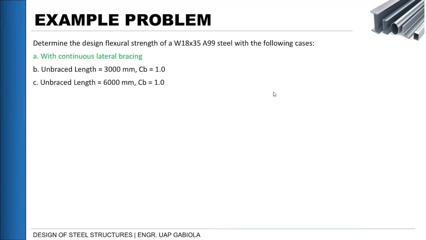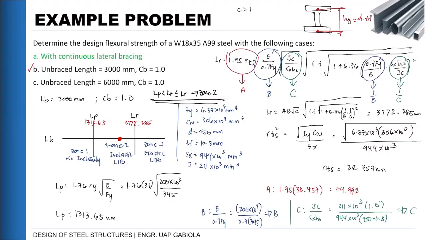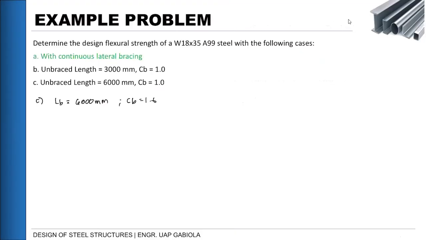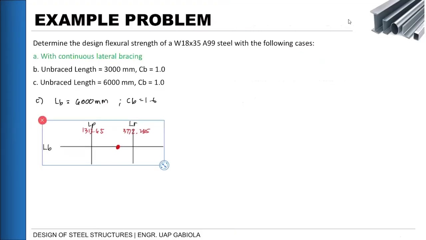Okay, so for letter C naman tayo. So letter C tayo, meron daw tayong LB is equals to 6,000 mm. CB is equals to 1.0. Okay, so now meron tayong na-calculate na before, di ba? I-copy na lang natin ito, no? Na nakita naman natin na ito yung ating range. Yan, ito yung range natin na kailangan. So, lagyan natin dito kung saan magpo-fall under yung ating case letter C, no?